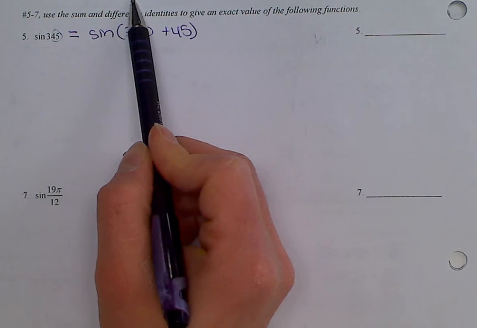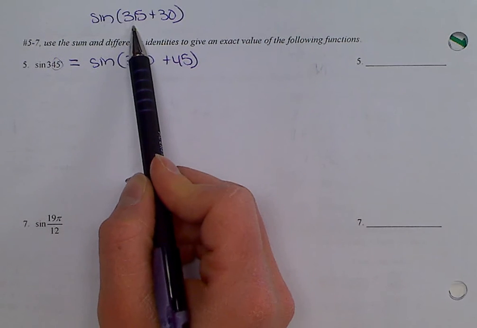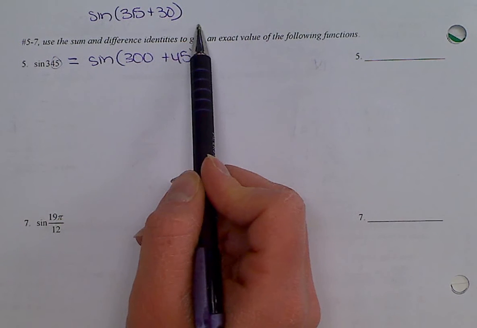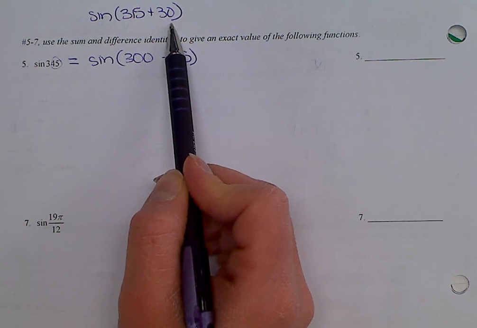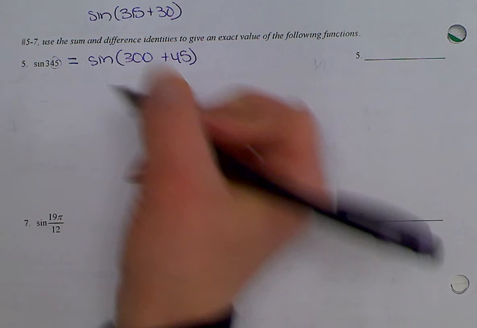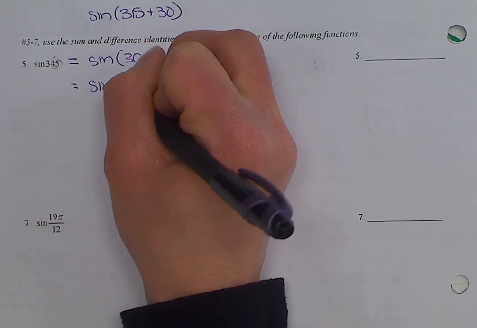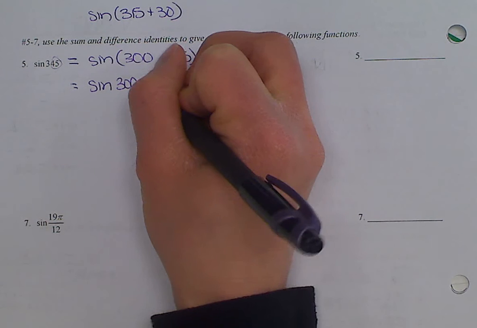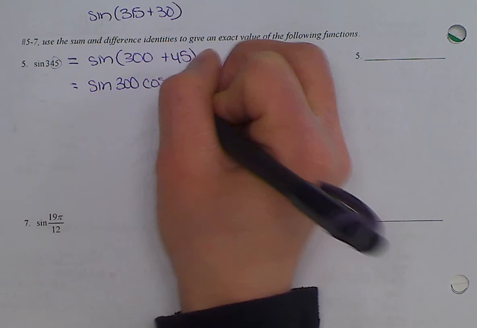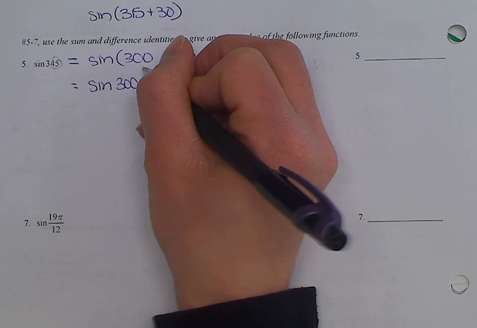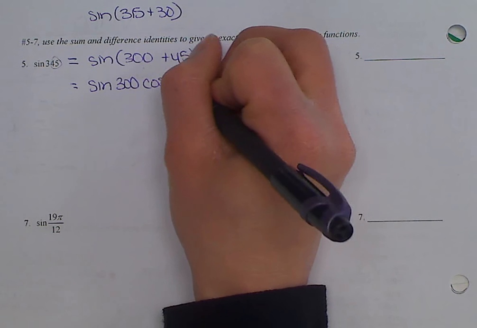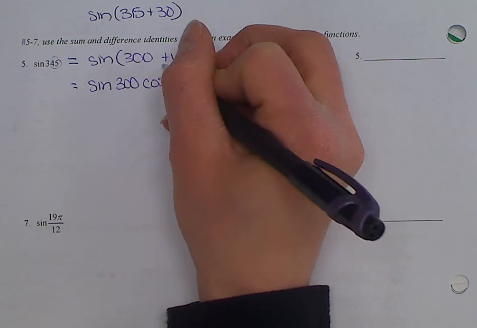315 has a reference angle of 45. And then, of course, 30 has a reference angle of 30. So either one of these two work. No matter what, we get the same answer, no matter which we use. So we use our identity for the sum of the sine. Remember, sine is the same sign.